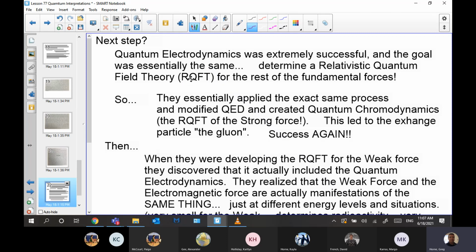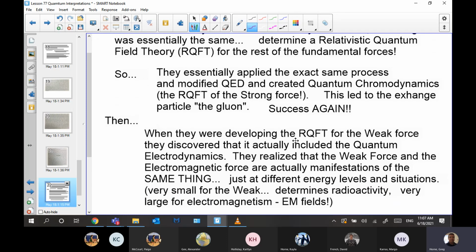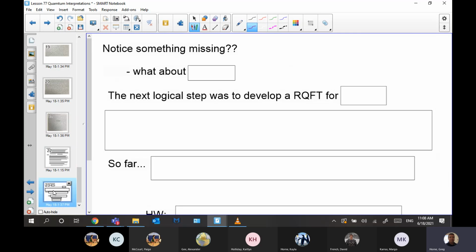RQFT used relativistic quantum field theory, right? So quantum electrodynamics was amazing. So they said, hey, let's do that for the rest of them. They made quantum chromodynamics for the strong force and the electroweak theory for the electromagnetic and weak force. Of course, they noticed something's missing. What about gravity?